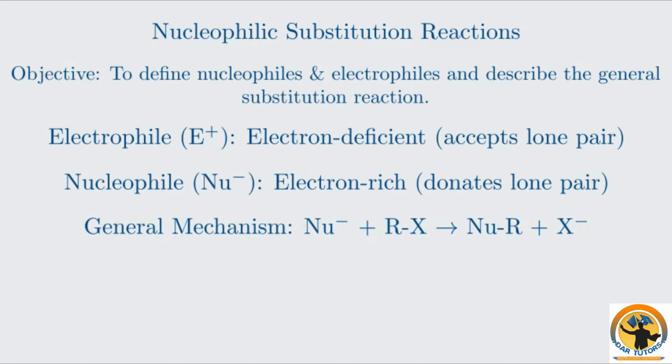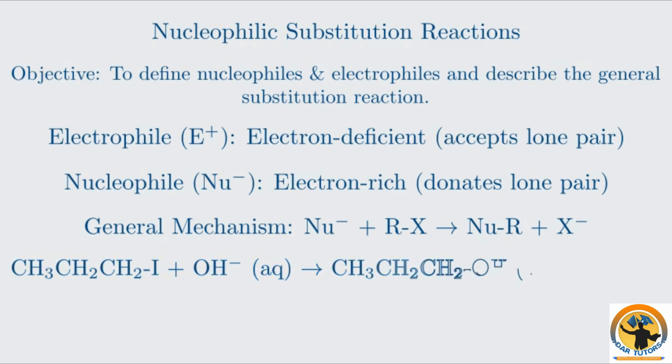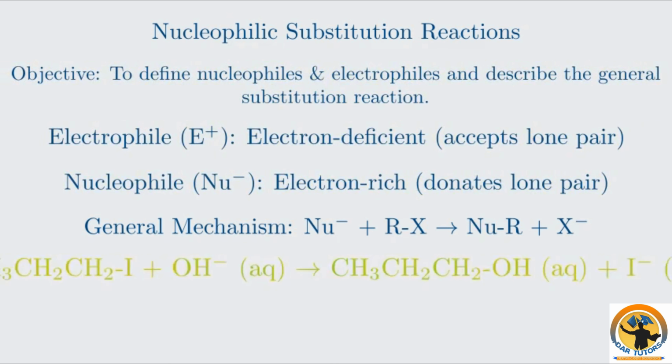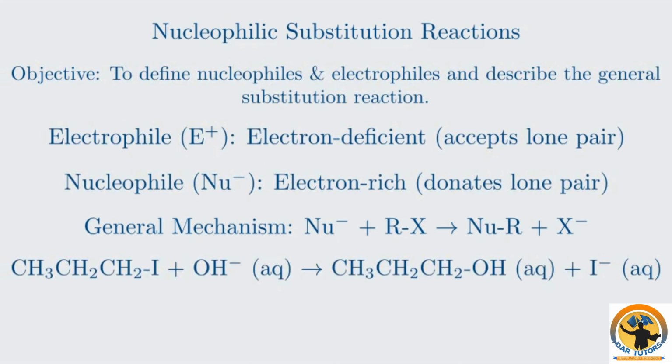Let's look at a specific example: the reaction of 1-iodopropane with aqueous hydroxide ions. The hydroxide ion, with its negative charge, is an obvious nucleophile. It will attack the partially positive carbon atom of the C-I bond. The product will be propan-1-ol, with an iodide ion as the leaving group. This reaction is a classic example of nucleophilic substitution. In this scene, we've achieved our objective. We have defined electrophiles and nucleophiles, and we have seen a clear example of how a nucleophilic substitution reaction occurs.